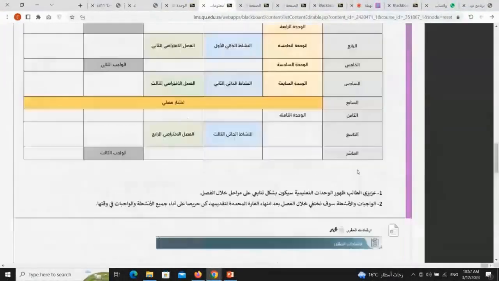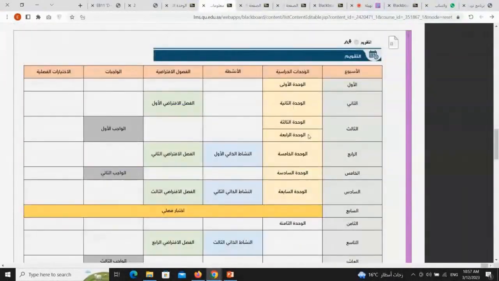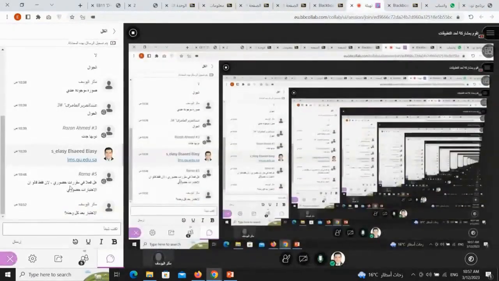All right, let's go back to the calendar. Pay close attention to this calendar. It's really important. We've seen the units together and learned how to access them, right? Is there any issue for you in accessing the units, their content, and the unit tests?